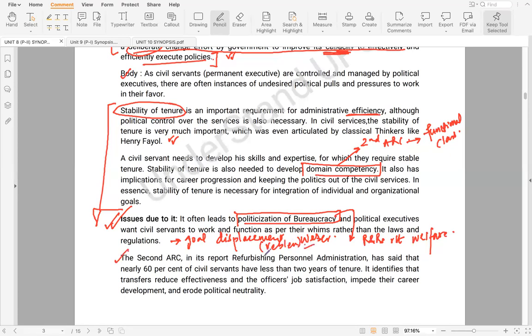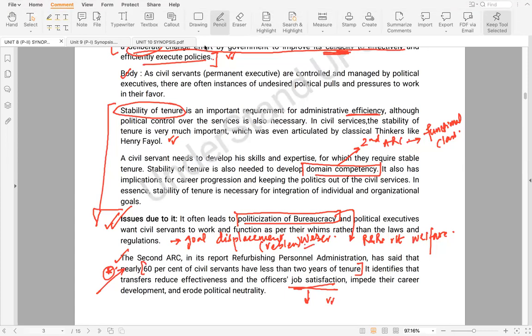The second ARC in its report, Refurbishing Public Personnel Administration, has said that nearly 60% of the civil servants have less than 2 years of tenure. You can directly use this fact because it pertains to the stability of tenure and is directed to the question. It identifies that transfers reduce effectiveness and the officer's job satisfaction. Here you can also talk about job enrichment, vertical job loading, etc., and how transfers impede their career development and erode political neutrality.